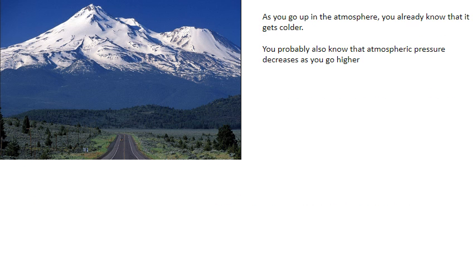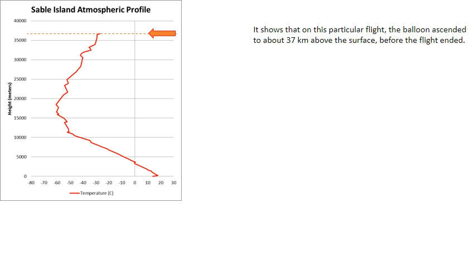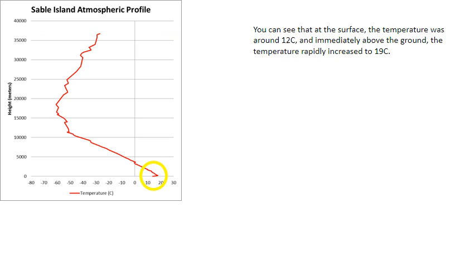As you go up in the atmosphere, you already know that it gets colder, and you probably also know that atmospheric pressure decreases as you go higher. This is an actual temperature profile measured over Sable Island. It shows that on this particular flight, the balloon ascended to about 37 kilometers above the surface before the flight ended. You can see that at the surface the temperature was around 12 Celsius, and immediately above the ground the temperature rapidly increased to 19 Celsius.